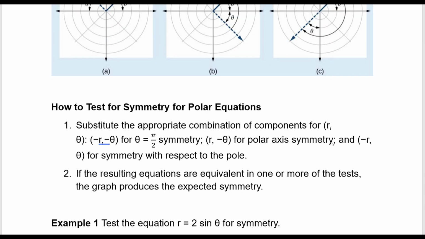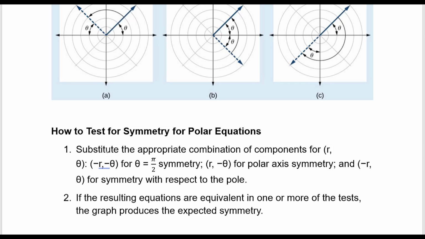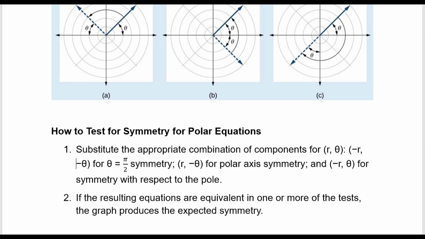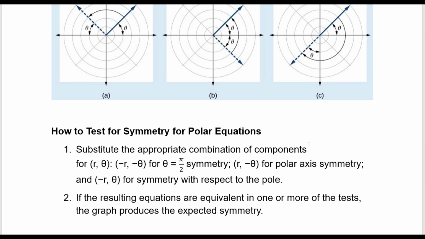So here's how we test for the types of symmetry. Substitute the appropriate combination of components for r and theta. So negative r, negative theta for theta being pi over 2 symmetry, and r and negative theta for polar axis symmetry, and so that was r, negative theta, versus negative r, positive theta for symmetry with respect to the pole.